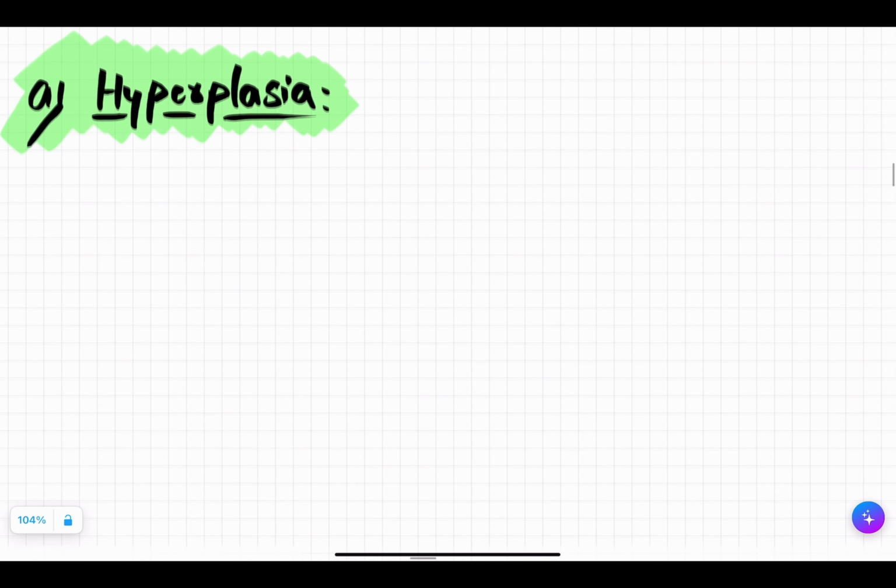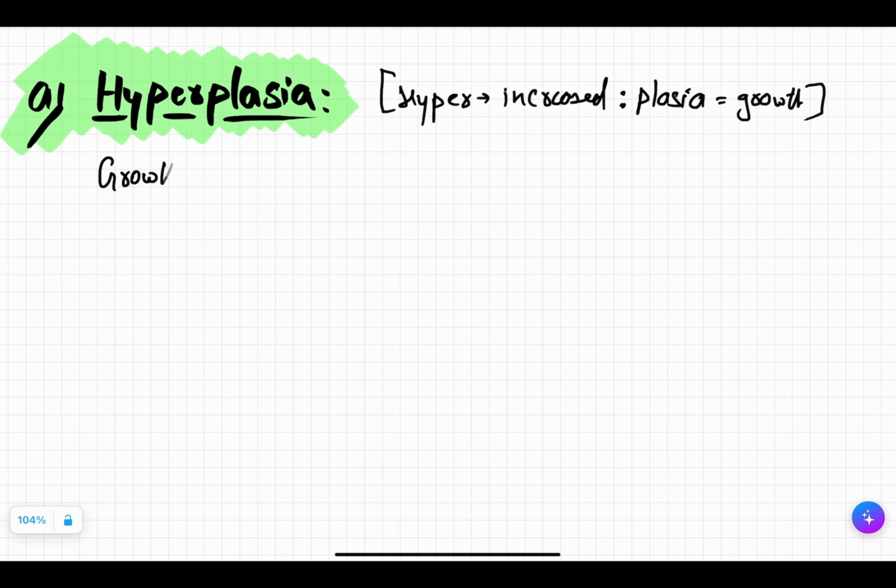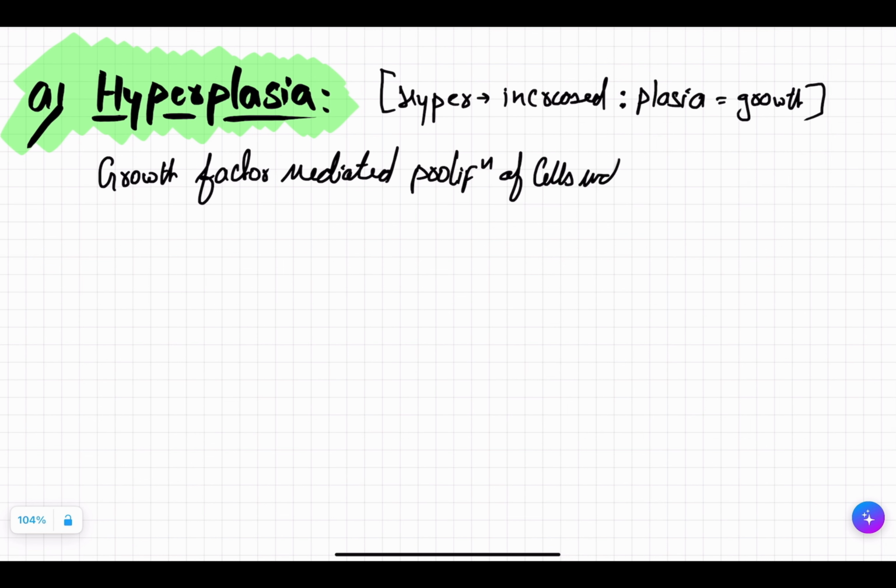Now let's see what is hyperplasia. What is hyper? Hyper means increased. And what is plasia? Plasia means growth. Okay, so what does hyperplasia mean? Hyperplasia means growth factor mediated proliferation. Proliferation is division of cells. Growth factor mediated proliferation of cells under stress.